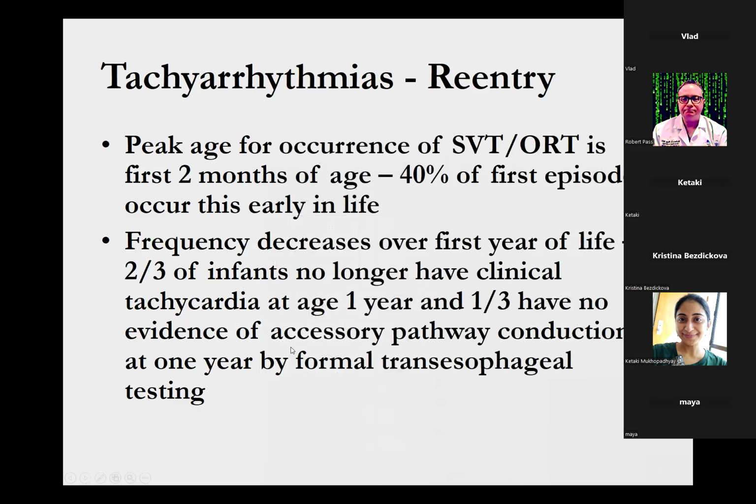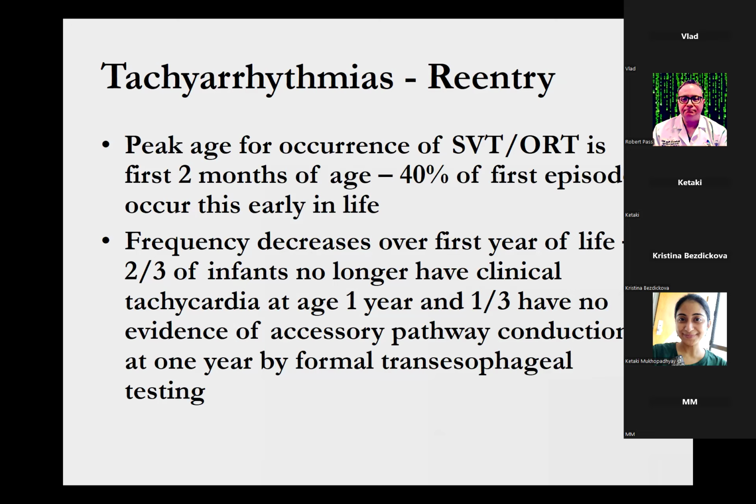The peak age of occurrence for SVT or ORT in children is in the first 2 months of age. Roughly 40% of first episodes can occur this early in life. And the frequency decreases over the first year of life. And interestingly and importantly, 2/3 of infants no longer have clinical tachycardia at age 1. And if you do formal testing on these patients, 1/3 have actually no evidence for accessory pathway conduction.